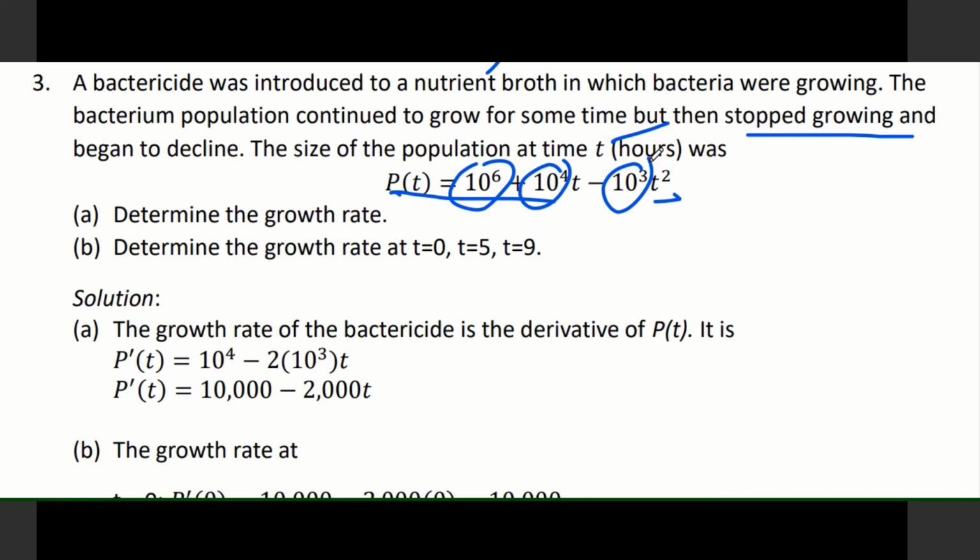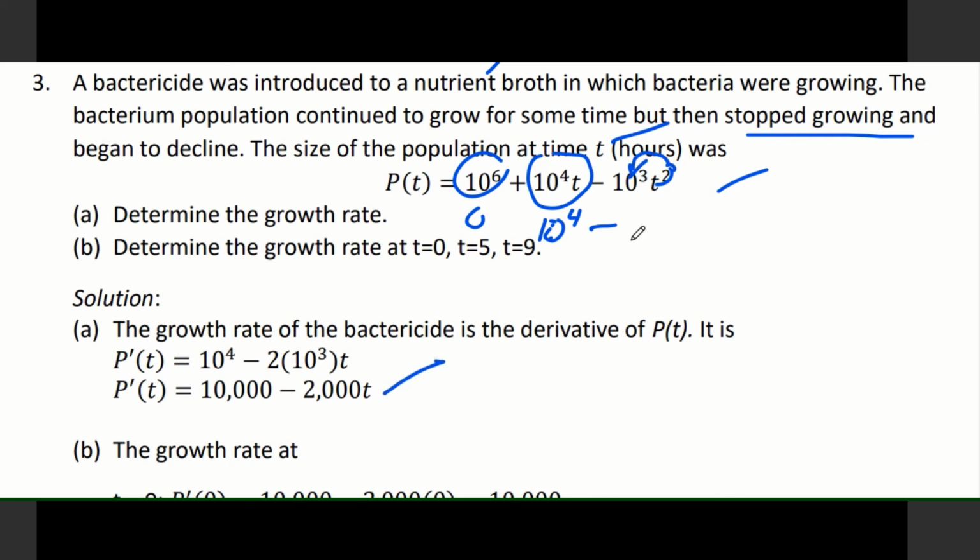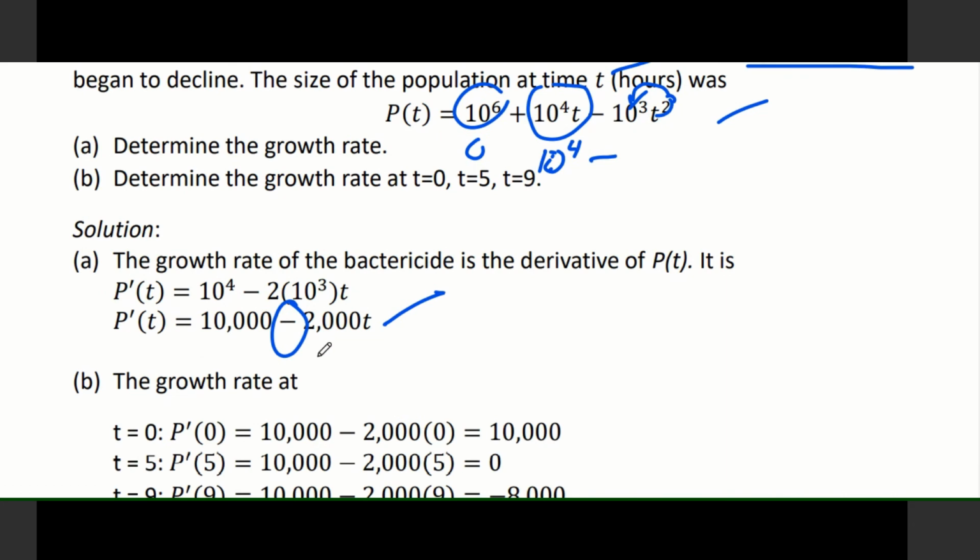The growth rate would mean the instantaneous rate of change. Just get the derivative of function P here. The derivative of 10 raised to 6 is 0. The derivative of 10 raised to 4 t is 10 raised to 4, that is the constant multiple theorem, and 2 times 10 cubed will give you 2000, because 10 cubed is 1000, times 2 is 2000. Now, with the operation subtraction, we have 10,000 minus 2000t.